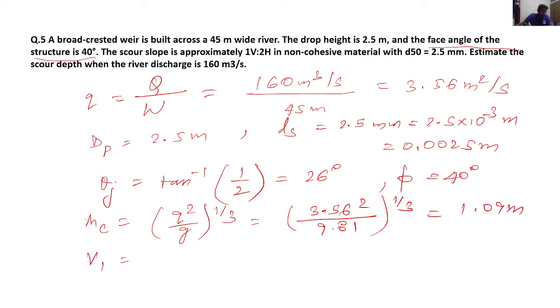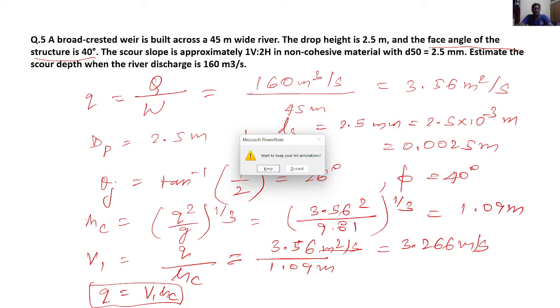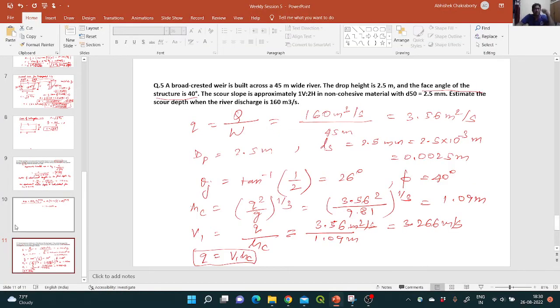The approach velocity will be q by hc. Why this? Because q is v1 times hc, just to maintain continuity. So this is q by hc equal to 3.56 by hc. hc is 1.09 meters, and q is in meter square per second. So this comes out to be 3.266 meters per second. We will take another slide to finish this formulation.